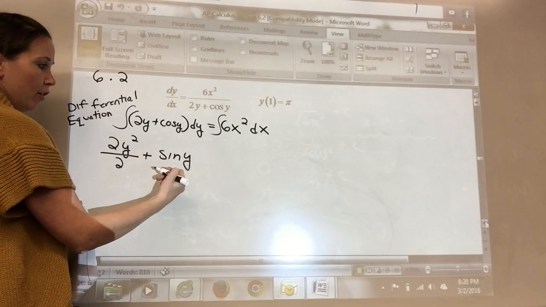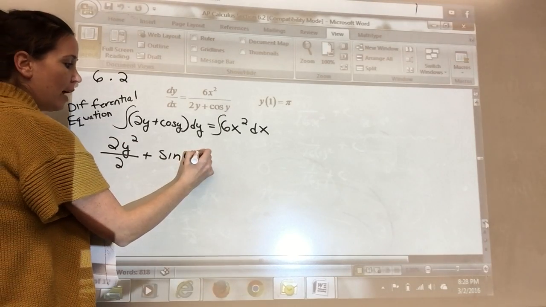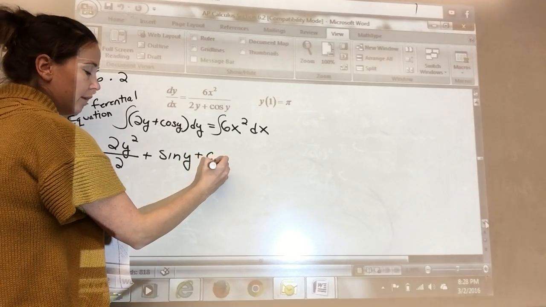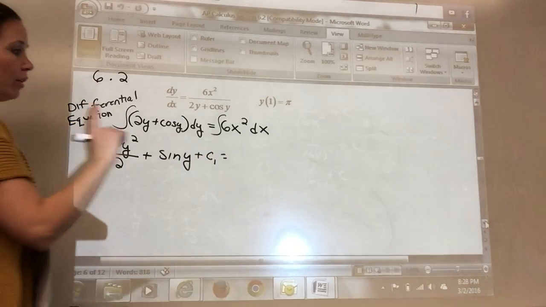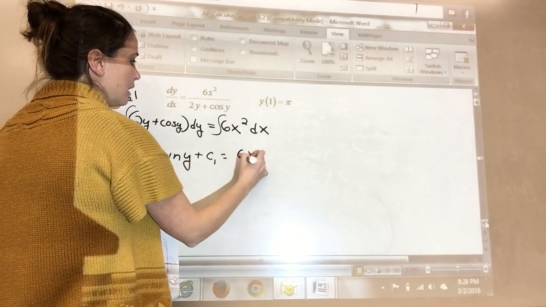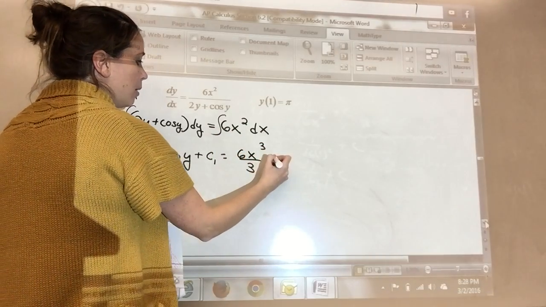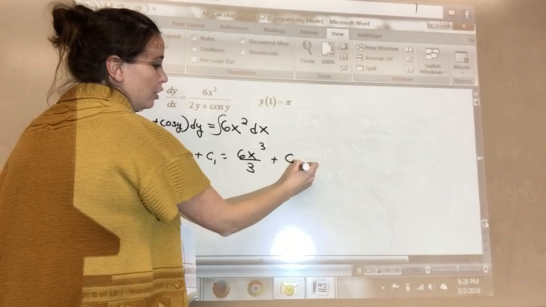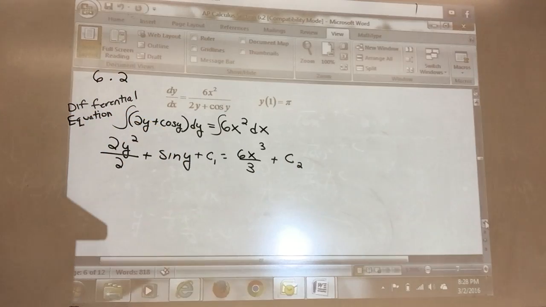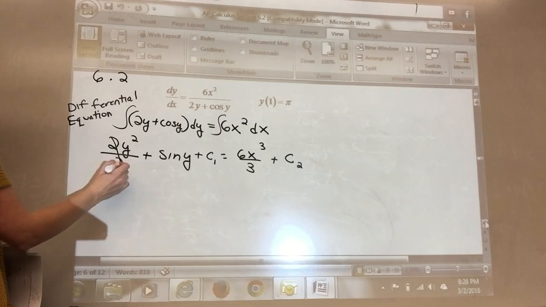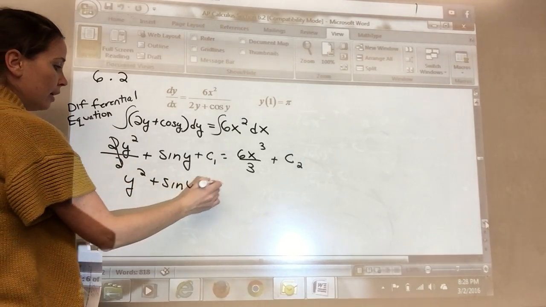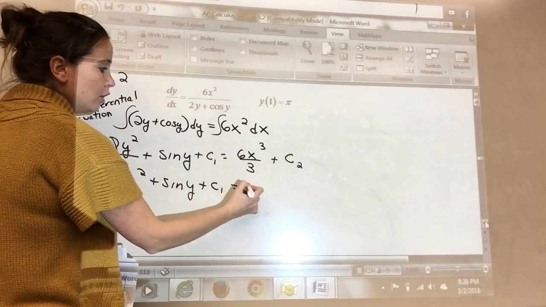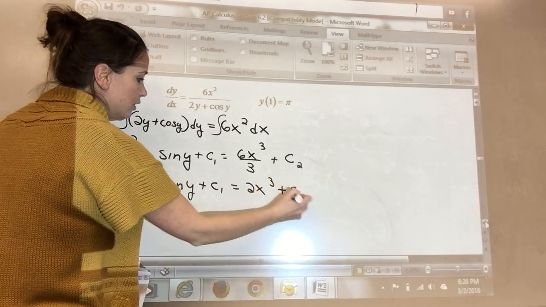Okay, and now this is the tricky part. Normally when we take an integral, we put plus c. So I'm going to do that right now. I'm going to put plus c sub 1. Okay, and we're going to talk about that because that's actually not necessary. And then over here, we'll take this integral, so 6x to the third over 3, plus, again, we'll call that c2, because that's a different constant. Okay, so to clean this up, just because we have some reducing to do here, I have y squared plus the sine of y plus c1 equals 2x to the third plus c2.